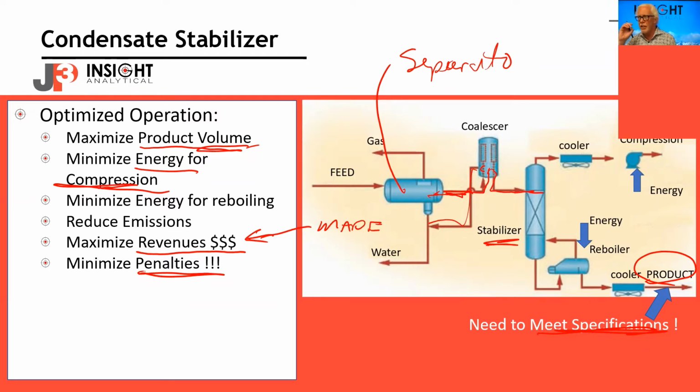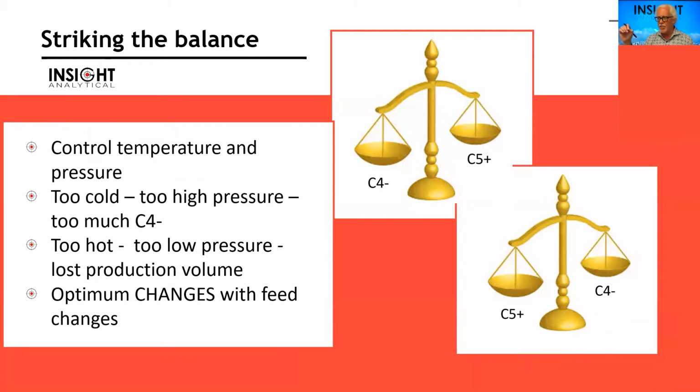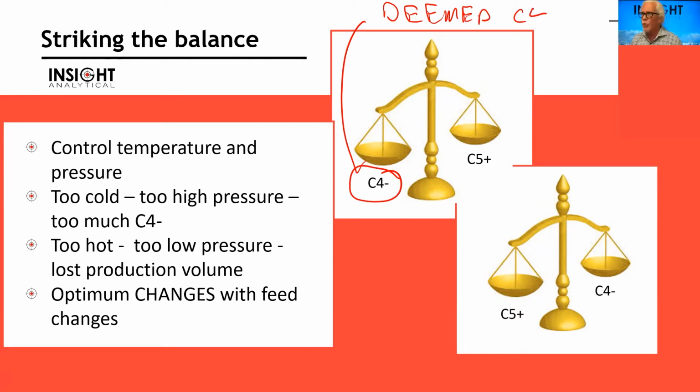So the value of doing the analytics properly in this application is that you can maximize your revenues and minimize penalties and minimize emissions all at once. It's really a win-win-win kind of thing. The thing we're trying to do is strike the right balance. We're allowed to have a certain amount of what's referred to as C4 minus in Canada, at least. And I apologize again to some of my US friends, this is a very Canadian-oriented view on condensate. C4 minus will also be referred to as deemed C4. It's really how much light ends there are. It's the thing that causes high vapor pressure.